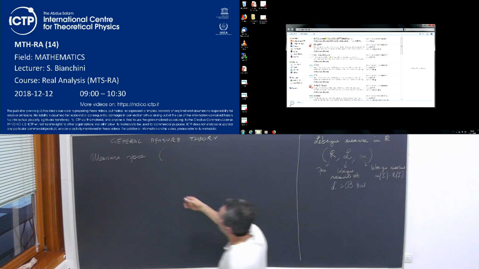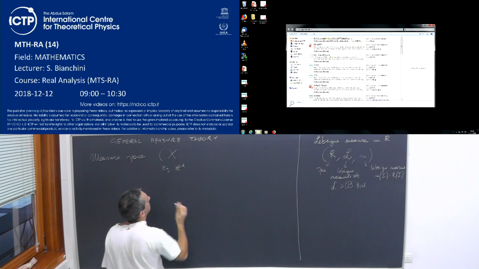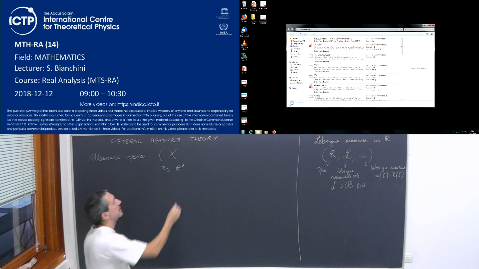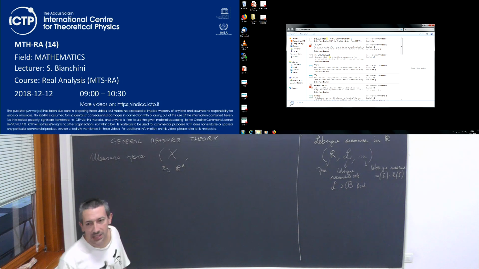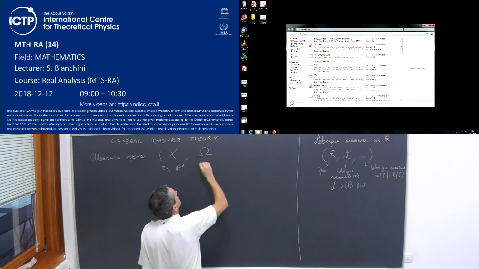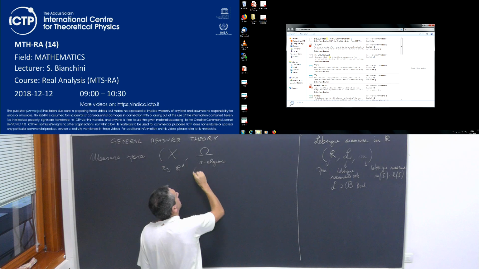So now in a general space, you have X, which can be R^d, and for us the case is R^d, but the theory does not depend on it. Then I need to give a sigma algebra, and the most important one is the Borel.